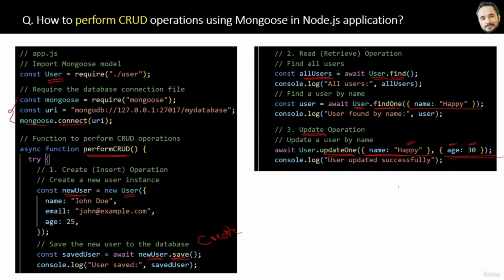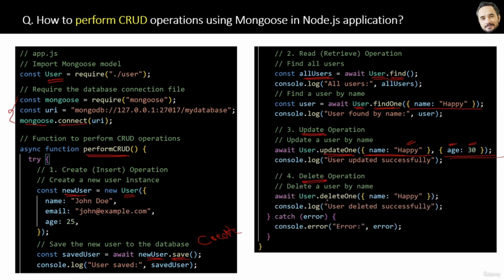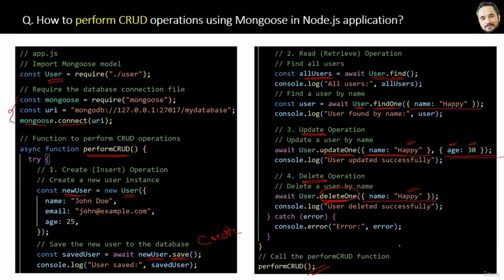Okay, then the last CRUD operation is delete. For that, call the deleteOne function of the user model and pass the filter criteria as the argument, and this will delete the document which has the name happy. Okay, and remember, this is the deleteOne function, so only one document will be deleted. Sorry, previously I said all will be deleted, but no, only one document will be deleted. That's it. Finally you can call the performCRUD function and it will perform all these operations.